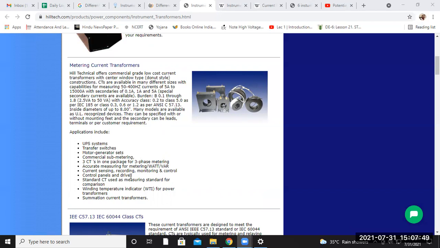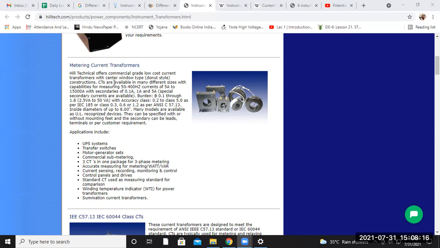The next one is control panels and drives. In control panels and drives also, this current transformer can be implemented. The next one is accurate measuring of metering watts or volt-ampere reactive. Then there is the three CTs in one package, which can be used for three-phase metering, and commercial sub-metering. So these are some metering transformers.